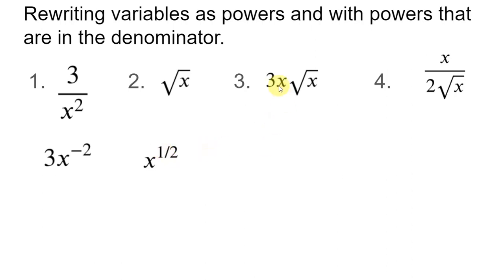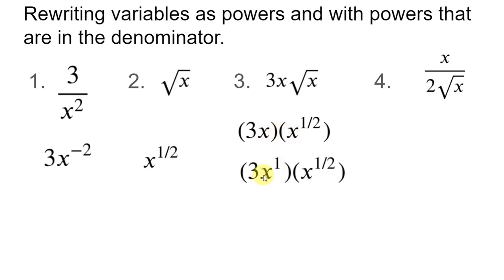In number 3, you'll notice we've got 3x times the square root of x. And so that really is 3x times x to the 1/2, if I rewrite it. And then you'll notice when I multiply two bases that are the same, I add the exponents. So that's going to be 3x to the 1 plus 1/2, or 3x to the 3/2 power. And it's even possible that we would write it as 3x to the 1.5 power to make it even easier yet.